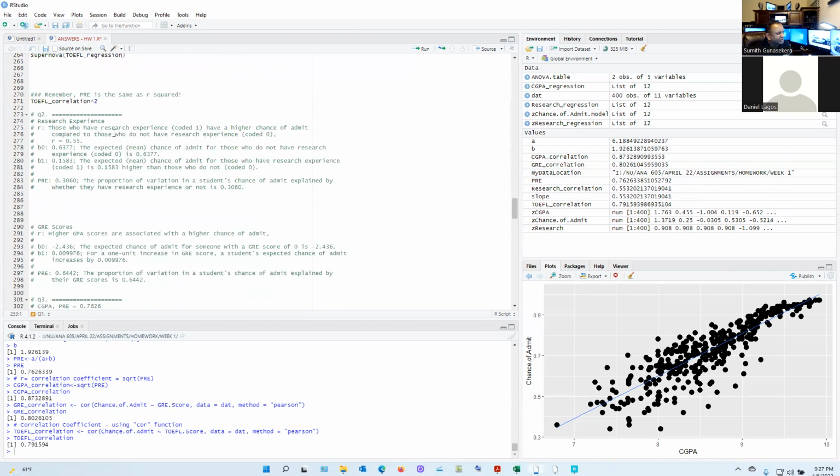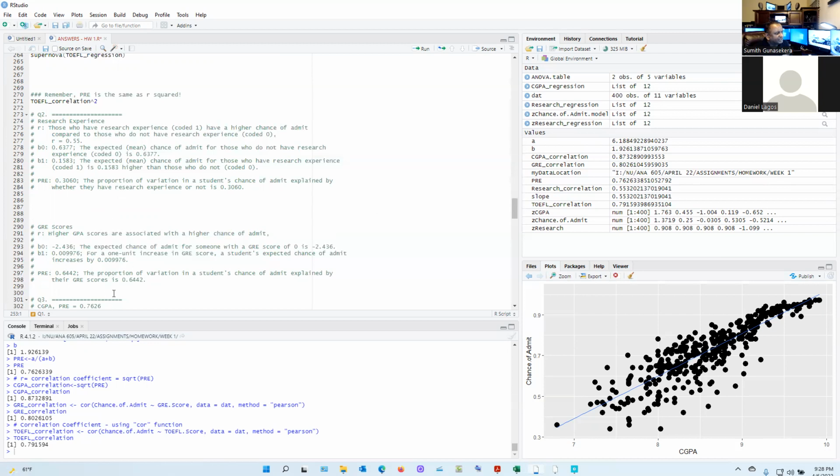Research experience: those who have research experience, coded one, have a higher chance of admit compared to those who do not have research experience, with this much of a strength. B naught: the expected chance of admit for those who do not have research experience is this much. B1: we already found those things. When we run the regression, you can get that one. The proportion of variation in student chance of admit explained by whether they have research experience or not is this much.